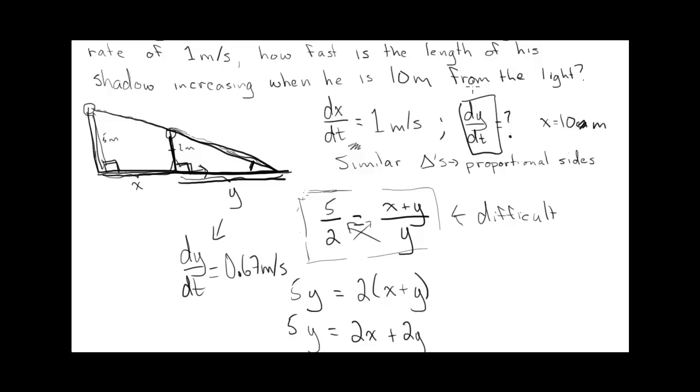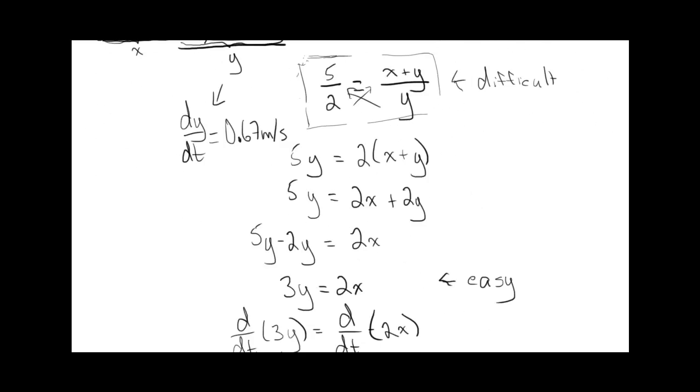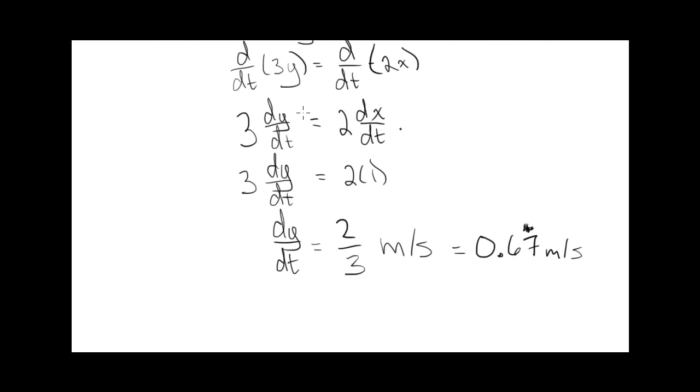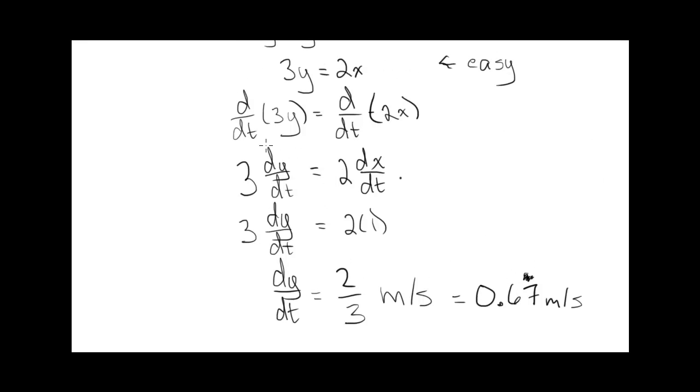One point, remember when we said when he is 10 meters from the light? Where did we use this 10? And the answer would be, well, we didn't. If you remember previous examples, normally when you differentiate, you end up with the rates, but then there's also an x in there, and then you have to substitute the instant in there. But in this example, there were no x's. When we differentiated, there was no x, there was no y, it was just the rates.